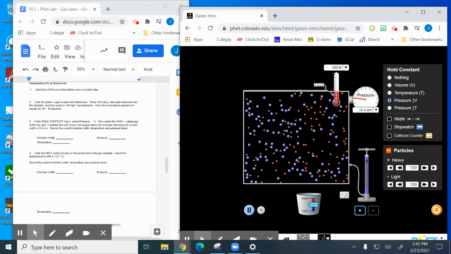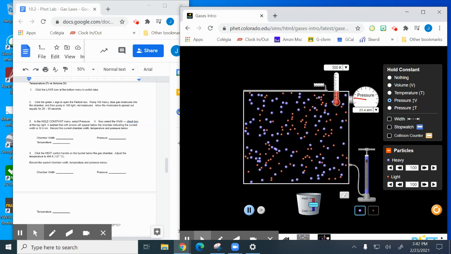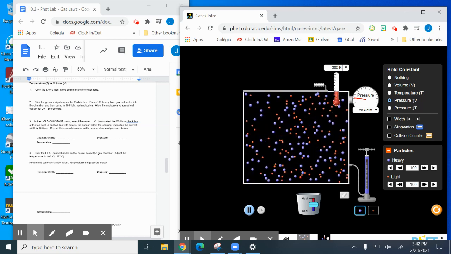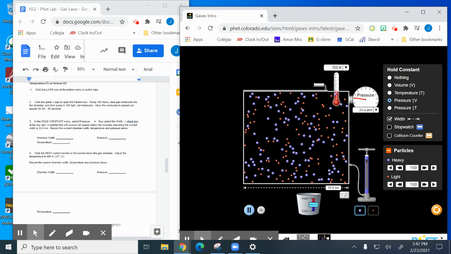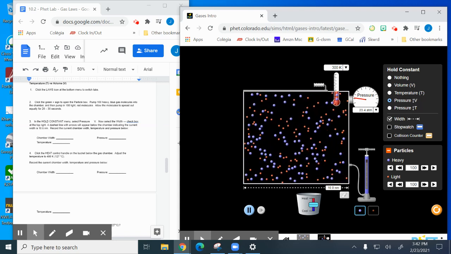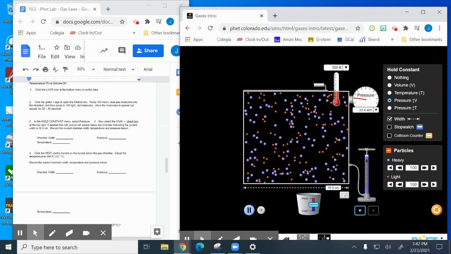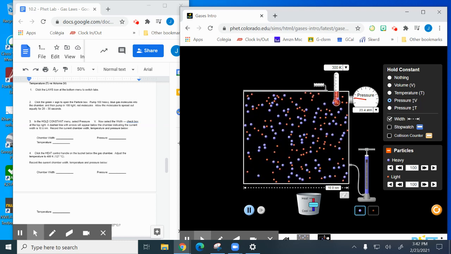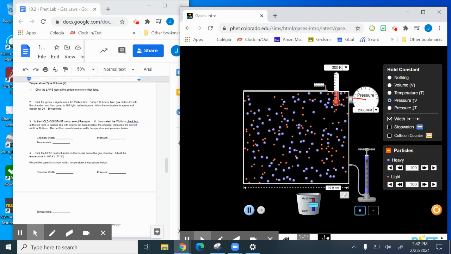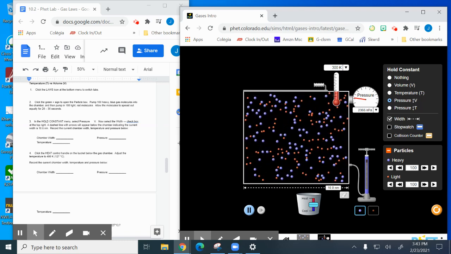Now select the width checkbox at the top right. A dashed line with arrows appears indicating the width. We know what that does. Record the chamber width, temperature, and pressure. So we've got a temperature of 300 Kelvin. I'm going to change it to kilopascals. A pressure of 2366 kilopascals, and a chamber width of 10 nanometers.